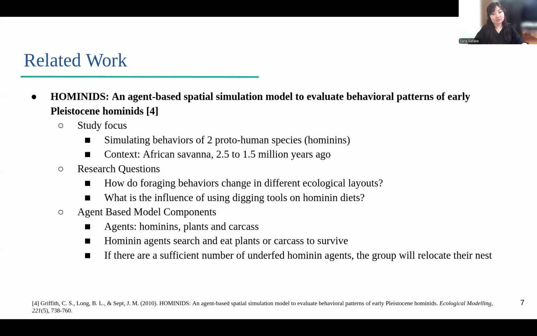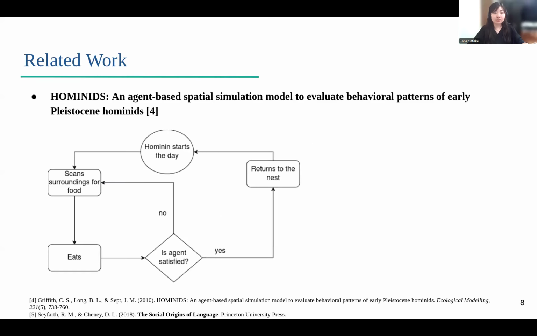And to answer these questions, they created an agent-based model composed of agents being represented as hominin agent, plant agent, and carcass agents. So the hominin agents attempt to survive by eating plants or carcass in different environments. And if there are a sufficient number of underfed hominin agents, the group will relocate their nest. This is the basic flowchart for the model.